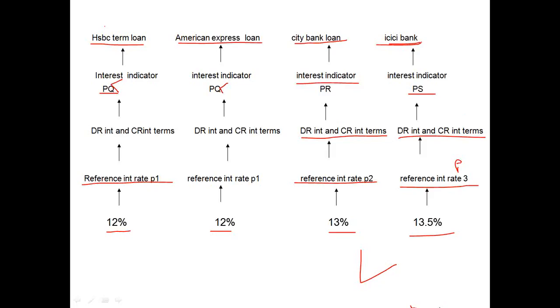These are the links of the values. But as far as configuration is concerned, first we define the interest indicator. After that, we define the reference rate of interest. After that, we define the time dependent terms. After that, we assign the actual rate of interest to the reference rate of interest. If you understand this logic, you can configure for any number of term loans.